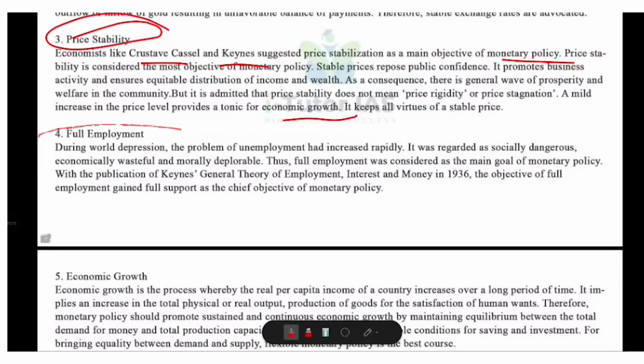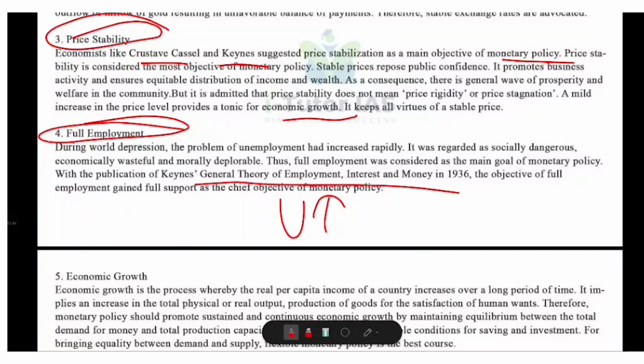Next one, full employment. Finally, full employment became a major objective after the Great Depression of 1930s. During that time, millions lost their jobs, unemployment was high, and economies suffered badly. Then came John Maynard Keynes, or J.M. Keynes, who in the famous book The General Theory of Employment, Interest and Money in 1936 explained that the government and central bank should actively use monetary policy to create employment.